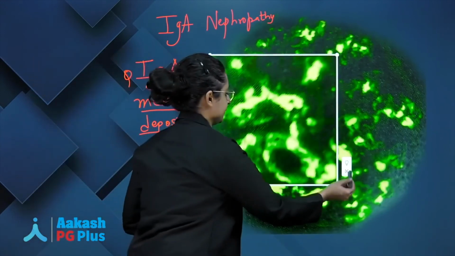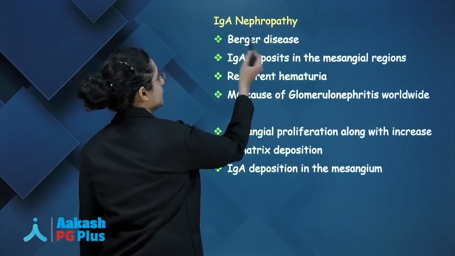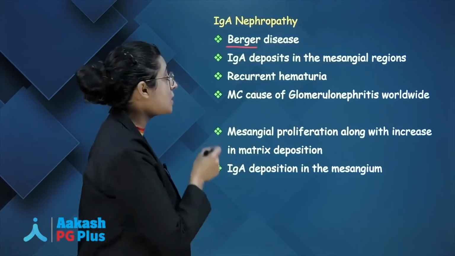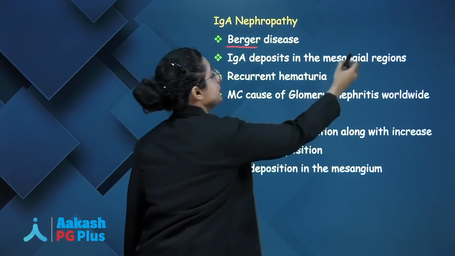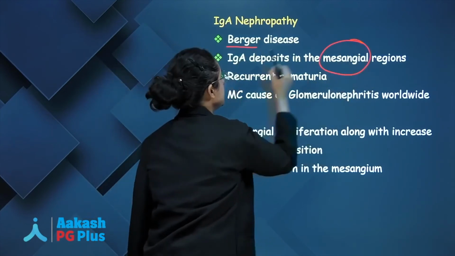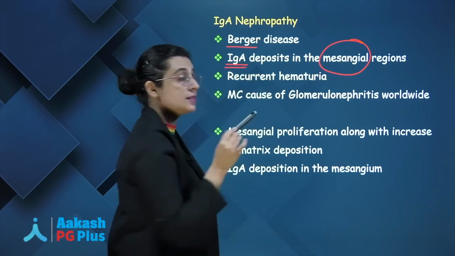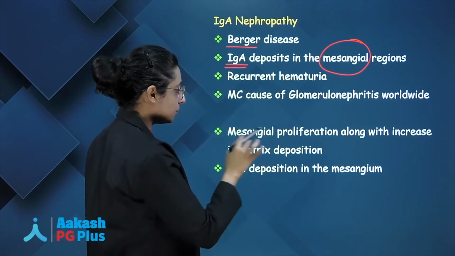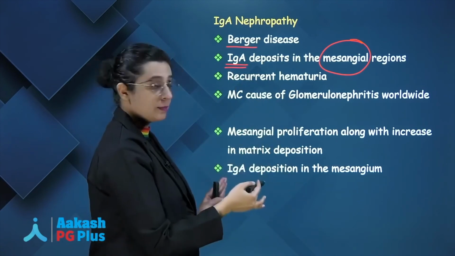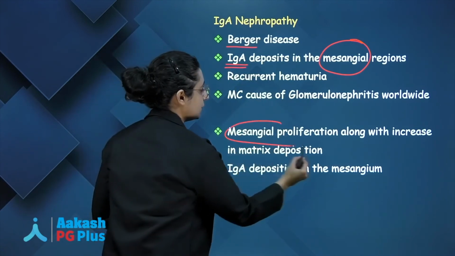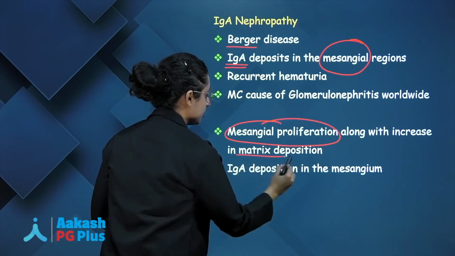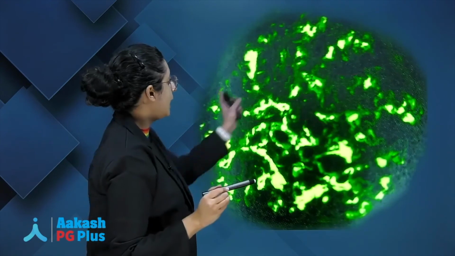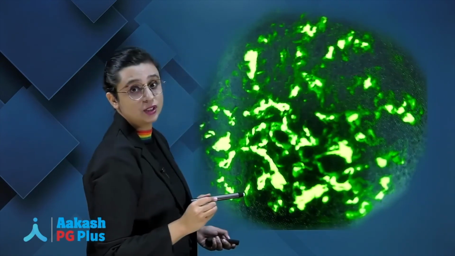Okay. Next, IgA nephropathy is also called Berger disease, and the important point you have to remember is the positivity of IgA in the mesangial regions. We have already seen the IgA immunofluorescence deposits in the mesangial region. Yes, recurrent hematuria, most common cause worldwide for glomerulonephritis. But let's come to the image aspect. Mesangial proliferation with increased matrix deposition and the IgA positivity in the mesangial region. Yes, IgA positivity in the mesangial region.